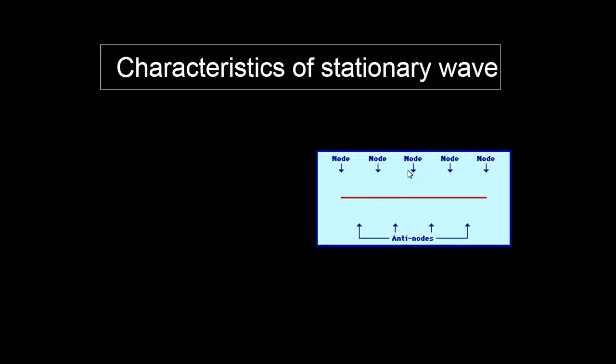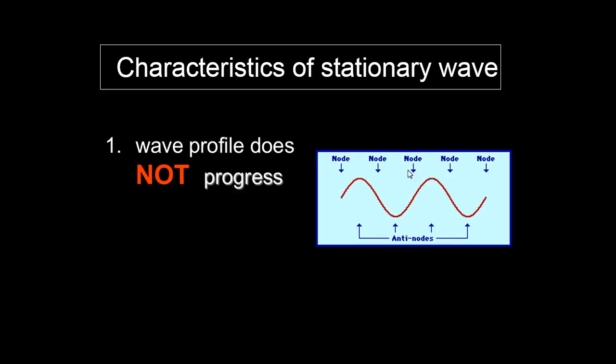Now we move on to discuss the characteristics of a stationary wave. There are 6 of them. The first one is about the wave profile. It does not progress. As you can see in the animation here, the stationary wave basically, what I like to say, opens and closes. You move from maximum to minimum, maximum to minimum. If it's fast, you will see loops, but this is quite slow.